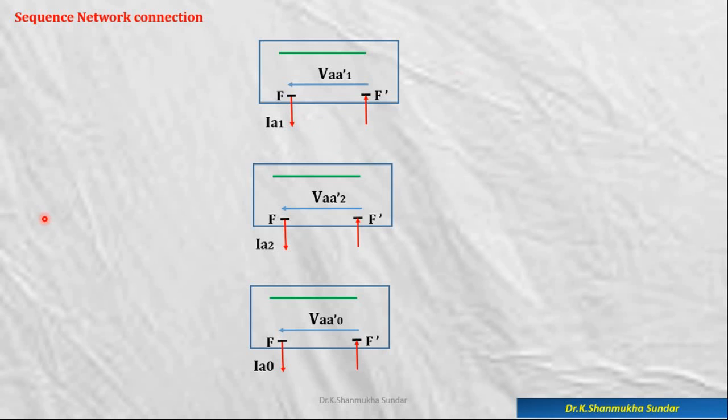All the symmetrical components of voltages are the same, and the sum of all the symmetrical components of currents, that is IA1 plus IA2 plus IA0, is equal to 0. Previous slide I have explained. So keeping these two in mind, we have to connect these three sequence networks. Now you see VAA-1 is equal to VAA-2 is equal to VAA-0. That means all the symmetrical components of voltages are equal.